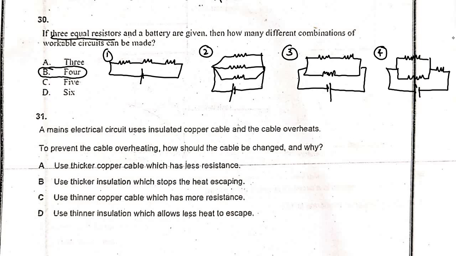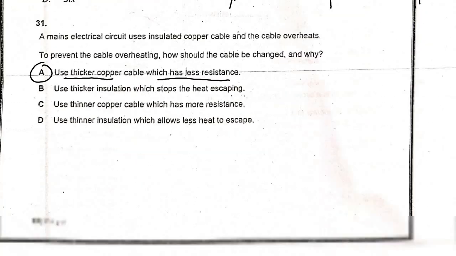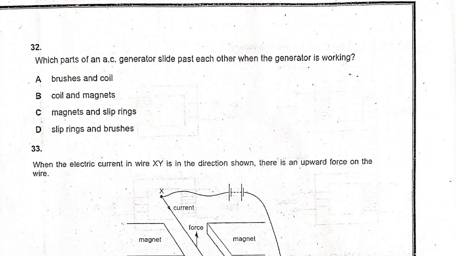Question 31. A main electric circuit uses insulated copper cable and the cable overheats. To prevent the cable overheating, how should the cable be changed and why? So to protect cables from overheating we will use thick copper wire, because thick copper wire will have less resistance and less resistance will not increase the temperature very high. So option A will be the right answer.